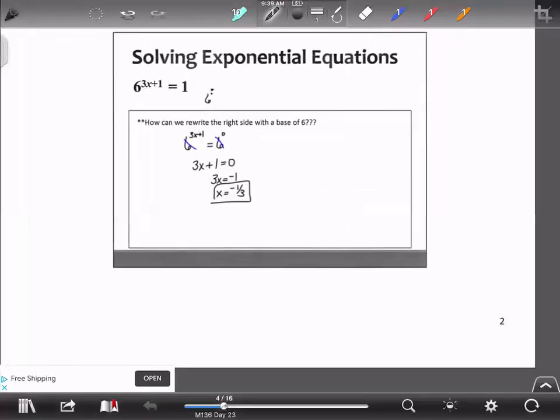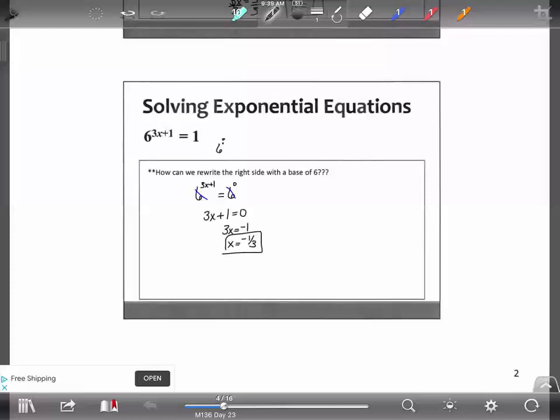Questions on this one? It may or may not be a test question on your next test where you have a 1 on one side, and you've got to remember that you can rewrite it to whatever base you want with an exponent of 0.